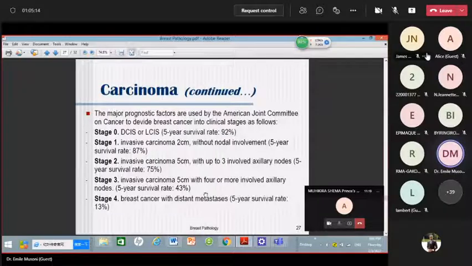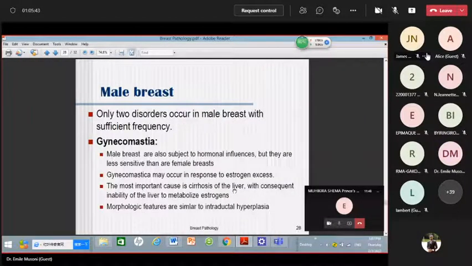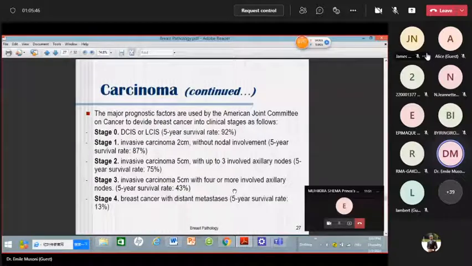Major prognostic factors are also used by the American Joint Committee on Cancer for staging of breast carcinoma. Remember that stage 1 and stage 2 are early stage, stage 3 and 4 are advanced stage. I don't want you to memorize staging. This one you can know in practice. You can't memorize it, because when we are reading some slides, there are some guidance and aide-memoire for staging.